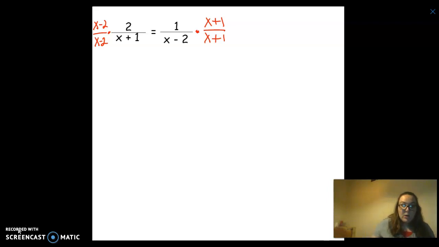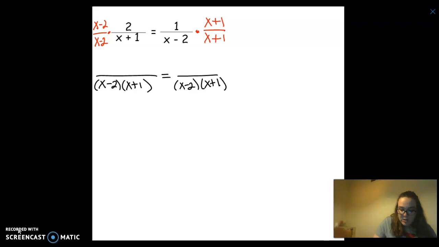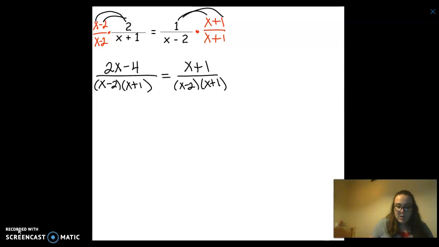Okay, remember, do not waste your time multiplying these denominators out. X minus 2 times x plus 1. Okay, on the other side, I have x minus 2 and x plus 1 on my denominator. Don't waste your time. The denominator does not matter multiplying it out. Okay, what does matter is that your numerators you are going to want to multiply. So that 2 is going to distribute. 2x minus 4. This 1, again, is going to distribute to x plus 1.